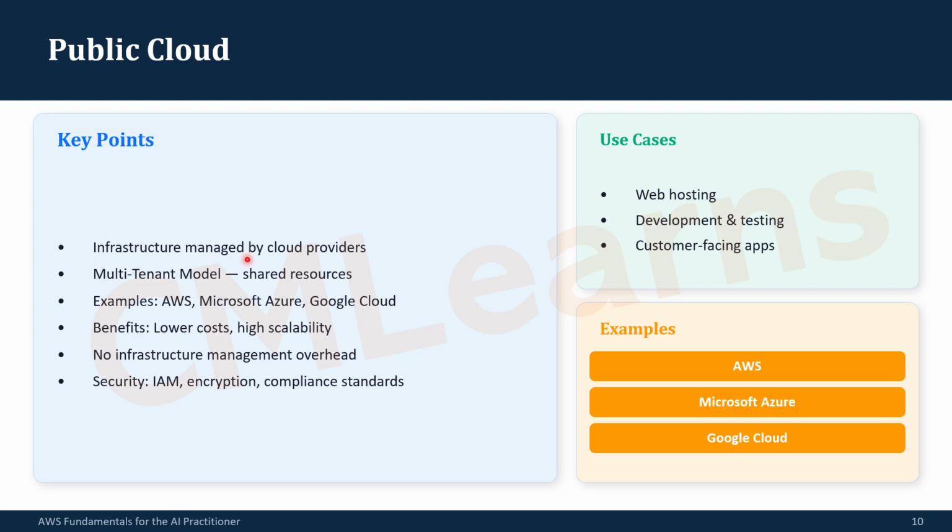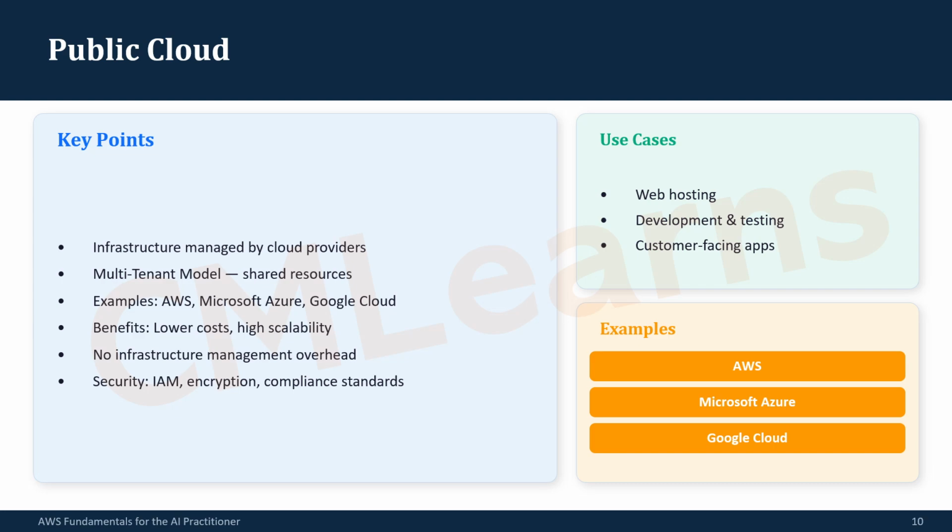So let's understand what the public cloud is. As I said earlier, the infrastructure is managed by cloud providers, and it follows a multi-tenant model. What that means is shared resources among different clients. That's the main thing. The main providers, as we know, are AWS, Azure, Google Cloud, and even Oracle. The benefits are lower cost and high scalability. We are sharing the same resources, so the cost will be lower, and no infrastructure management needs to be done. No overhead of that, and security using IAM, encryption, and compliance is also there.